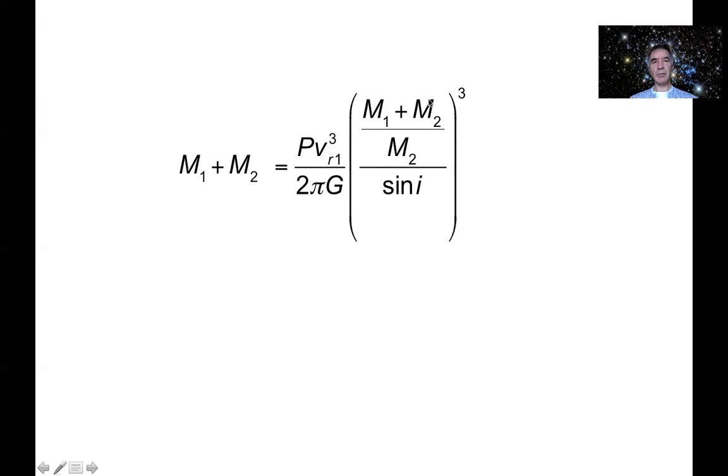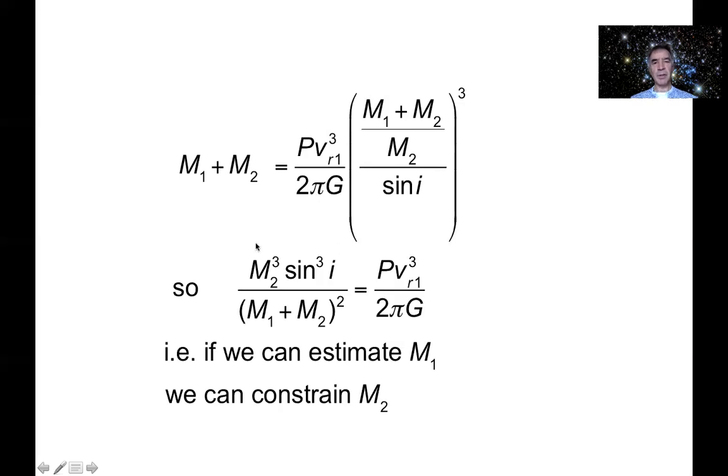Okay, we've also now got a common factor of m1 plus m2 on each side, so we can do one more bit of tidying up and bring all the unknowns on one side and all the knowns on the other. So we will know the period and we will know VR1, and that's it. So this is all we're going to have for a single line spectroscopic binary system.